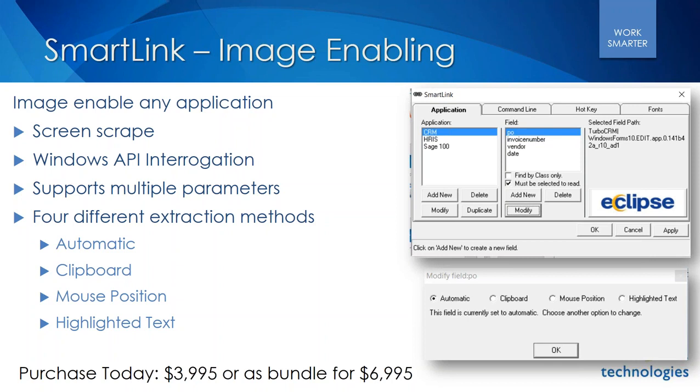Mouse position is essentially going to OCR that information where your mouse is, and highlighted text. You would highlight the word or words, and then hit the hotkey, and the hotkey would then trigger that extraction. Okay, so that's what Smartlink is all about. This only works with desktop applications.